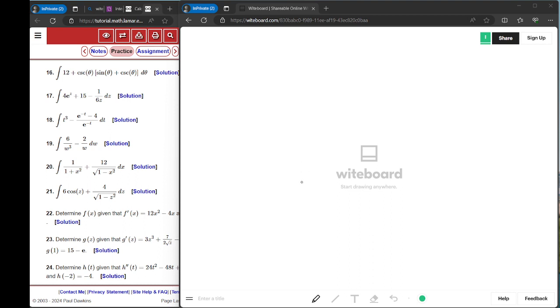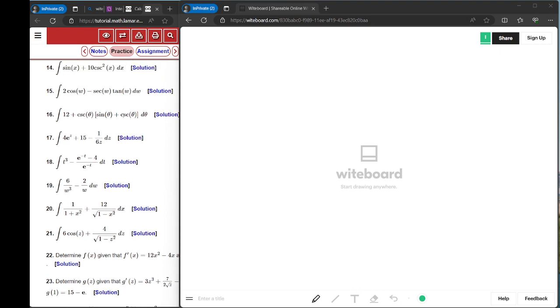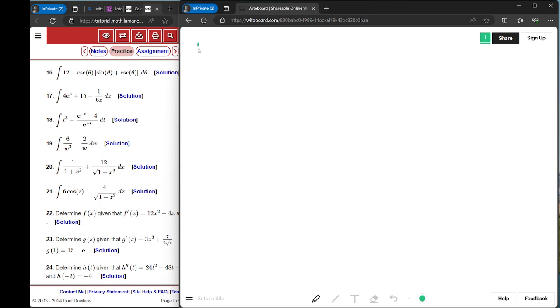Okay, so let's start. Let's try to solve problem number 16. So again, this is indefinite integration. When we say indefinite integration, the limit of our integral is from negative infinity to positive infinity. If there are certain numbers on the integral sign, say for example 2 to 5, then this is called a definite integral.